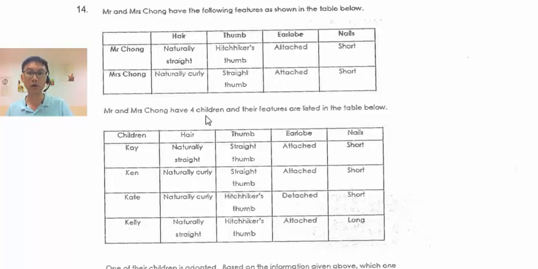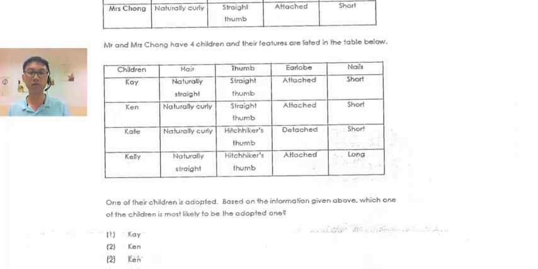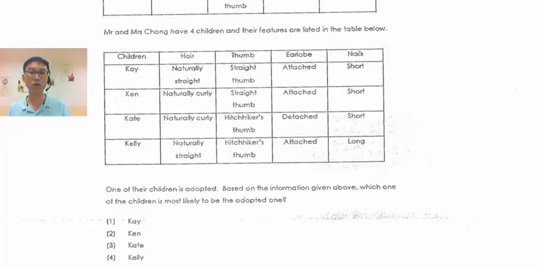So Mr. and Mrs. Chung have 4 children, and their features are listed here. So same thing, Kay, naturally straight hair, Ken, naturally curly, Kate, curly, and Kelly, straight hair. So one of their children is adopted. So this is interesting. Adopted means that they did not give birth to this boy or girl. Basically the child belongs to another parent, but they received this child as their own. But they did not produce or give birth to this child. So this is important. That's what adoption means.